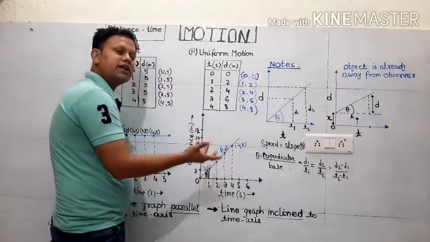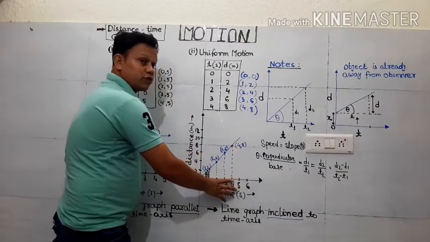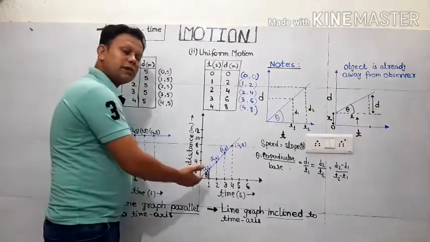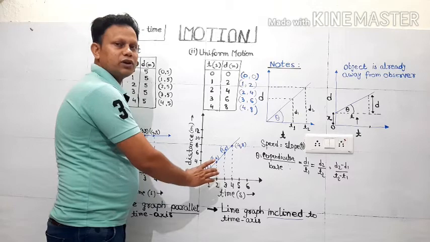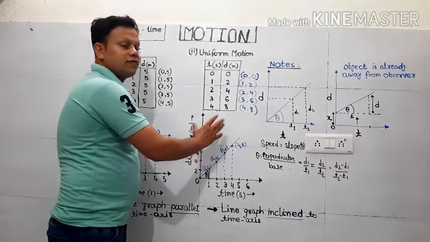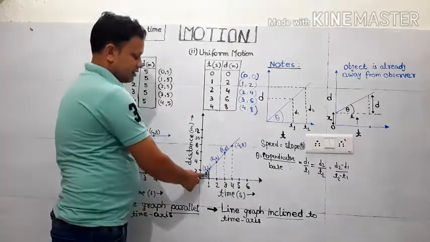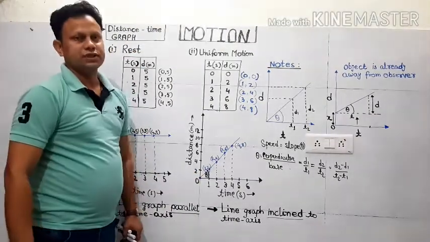So 6 by 3, again it will come 2 meter per second. Suppose this is 8. So I will take 4 for time. So 8 by 4, again it will come 2 meter per second. So it doesn't matter which perpendicular you are taking as a distance and which time you are taking as a base. You can get everywhere the same value. So this angle represents the speed of the moving object.